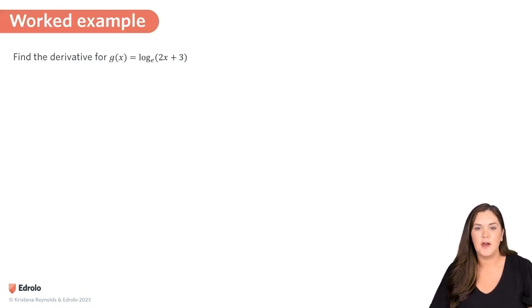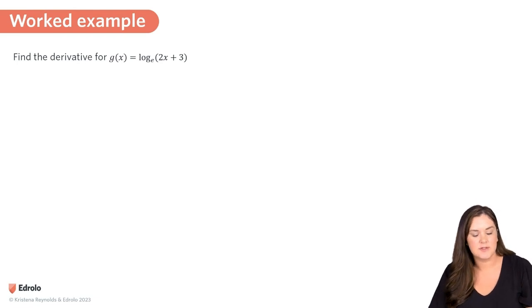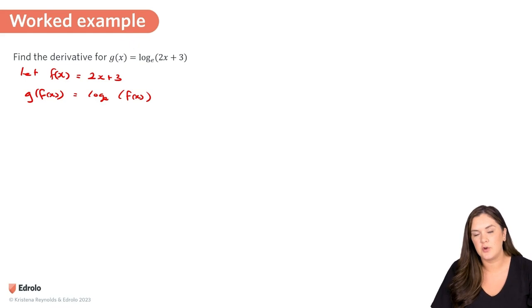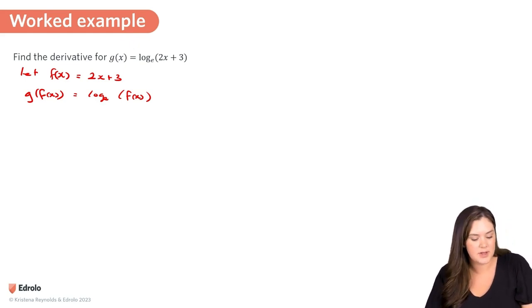For our worked example, we have find the derivative for g of x equals log e of 2x plus 3. So we're going to go the long way. We're going to use the chain rule rather than using the quick way. So we are going to let f of x equal what's in the brackets there. So equals 2x plus 3. So now we can rewrite g of x in terms of f of x. So we have g of f of x equals log e of f of x. So now we have our two different equations. We are going to differentiate them separately.